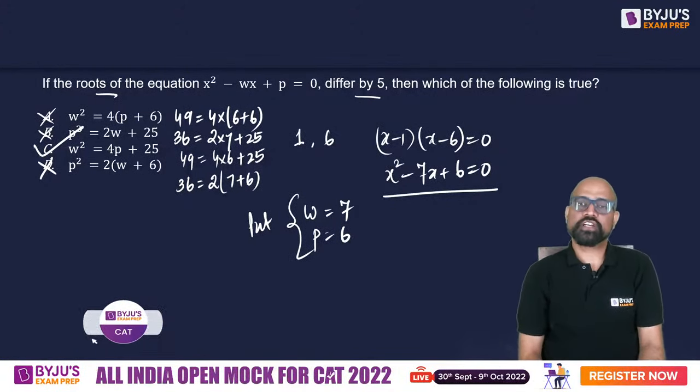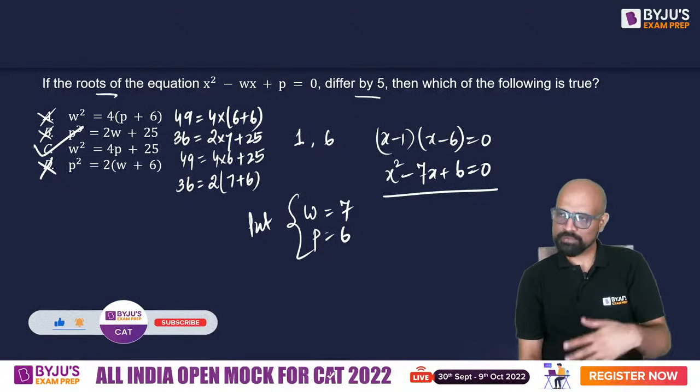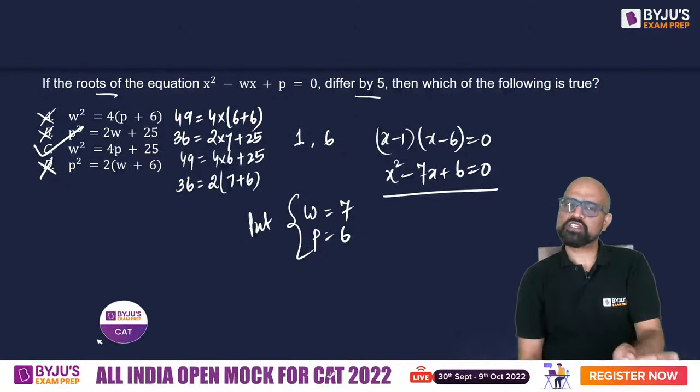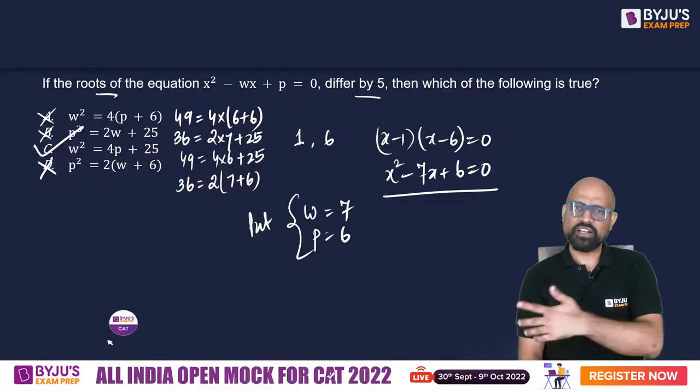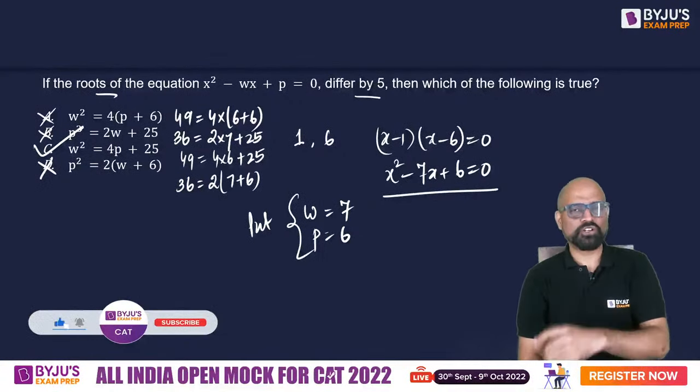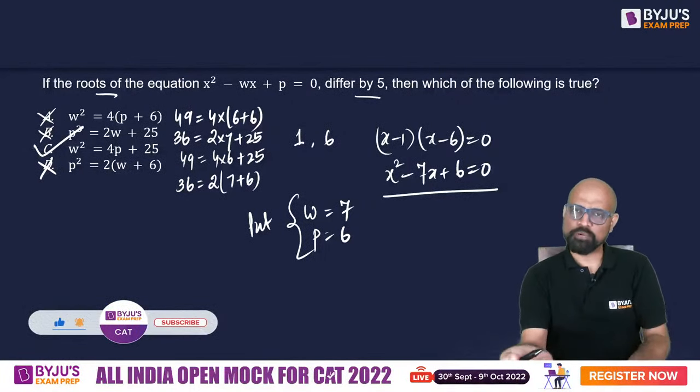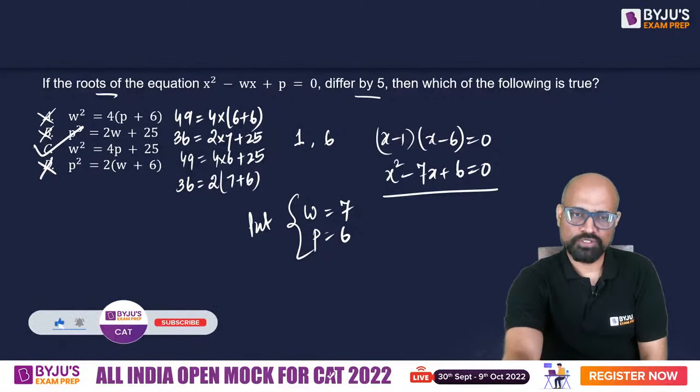So in such questions where they define that the root should be of this type, assume some root. Instead of 1, 6, take 0, 5. Take minus 2 and 3. Take 100 and 105. Your answer is never going to change, right? This is more like a property that it follows.